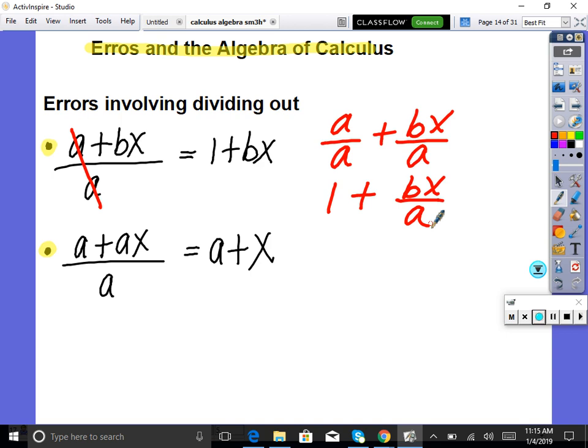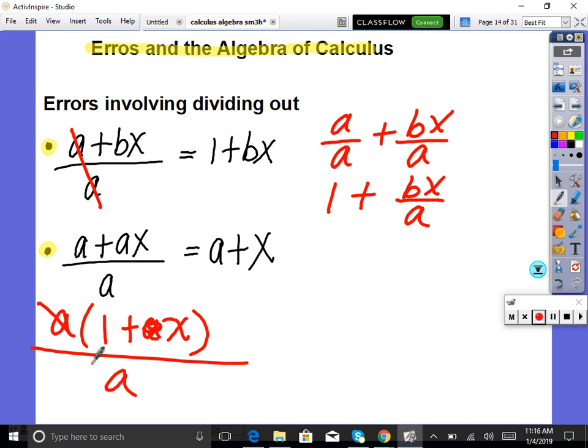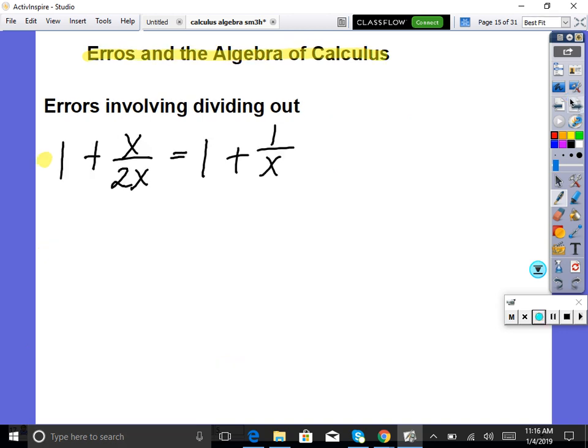So here, what should I do? Factor a out of the top. And then left would be? 1 plus x over a. Very good. And then take out the a. Okay, good. We're almost there. Errors involving dividing out. What should this have simplified to be? 1 plus what? 1 over 2. The x is divided out, but left on top with a 1, right?